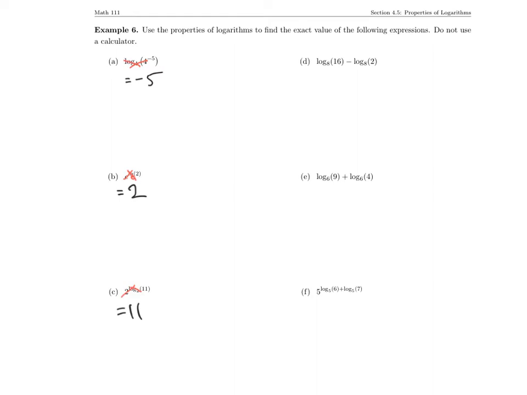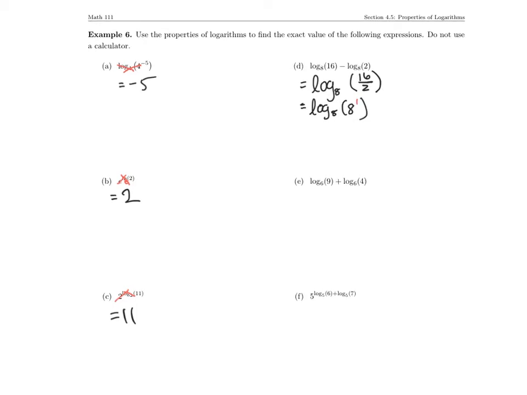So for problem D, I see that I have 2 logs of the same base, both of 8, being subtracted from each other. That means I'm going to divide their insides. So this is going to be log base 8 of 16 divided by 2. So the first number always goes on top. And this is log base 8 of 8, and that's going to be to the power of 1. So I look at this, oh, big base, little base are the same. Let's cancel those out, and I get my answer of 1. Not too bad. Let's try it again.